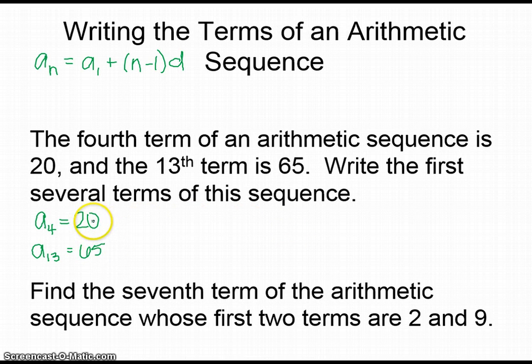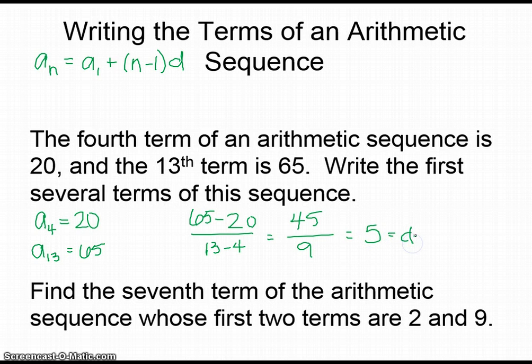I need to figure out what my common difference is. So I'm going from 65 to 20. I want to figure out how much my values are changing within 9 different terms, going from 4 to 13. And that was just 13 minus 4. So 65 minus 20 is 45. So my values have changed by 45 while I've gone up 9 terms, which means that each time I'm going up by 5. So my common difference is 5.